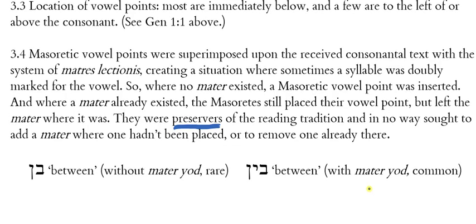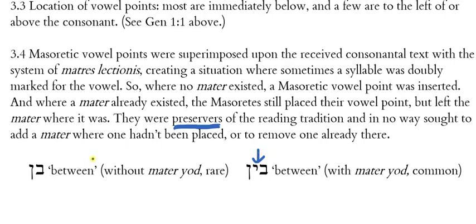So really, the system of matris lectionis and the Masoretic vowel pointing system are two different systems that at times coalesce and are doubly marking a syllable. So just as an example, let's take the word between in Hebrew. You notice here that I actually have two possible spellings using the consonantal system. Like I mentioned, there are times where the pre-Masoretic scribes would have inserted the mater yod here to indicate that this should be an E sound.